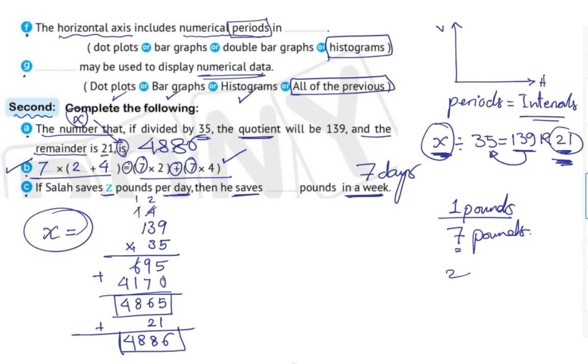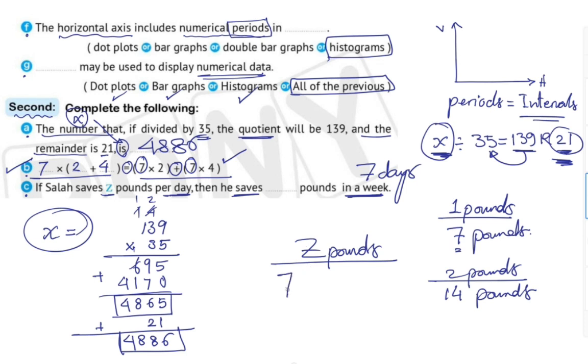If I save 2 pounds per day, after 7 days I will have 7 by 2, 14 pounds. If you save Z pounds, after 7 days, 7 by Z equals 7Z pounds. After 7 days, 7Z pounds in a week.